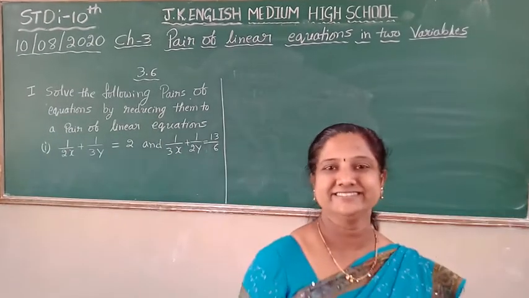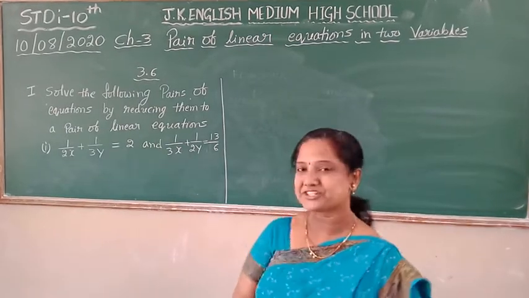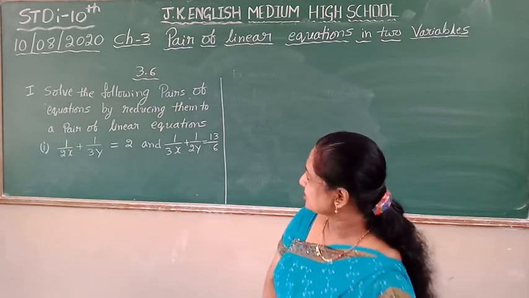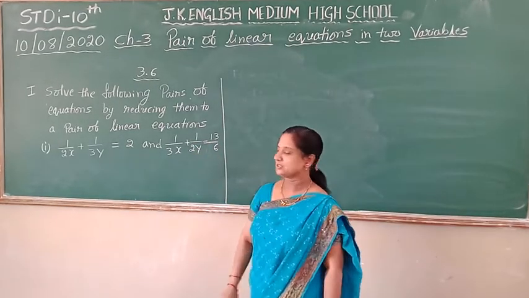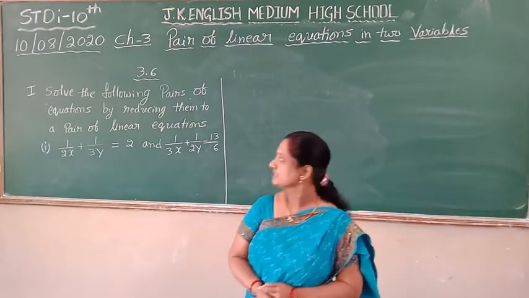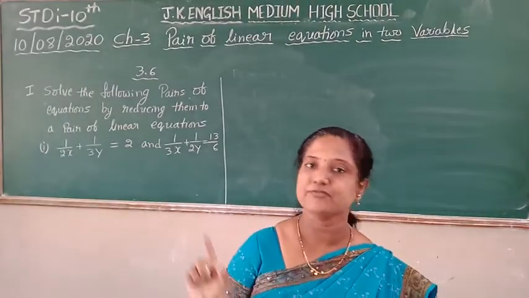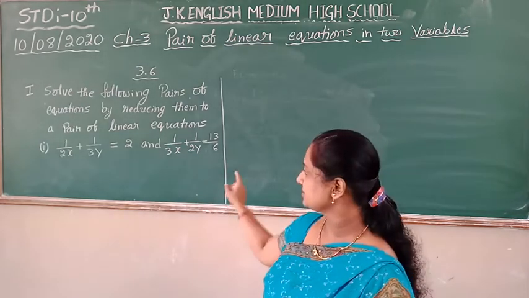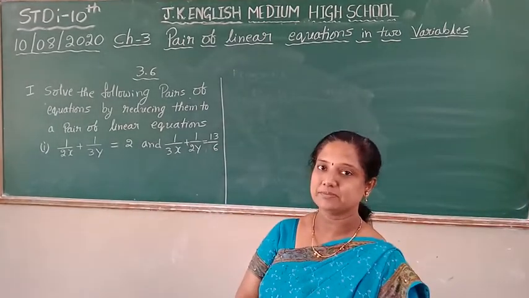Hello children, I am going to continue exercise 3.6, that is, Pair of Linear Equations in Two Variables, chapter 3, exercise 3.6. Solve the following pairs of equations by reducing them to a pair of linear equations. So the heading of this first question of exercise 3.6 is: solve the following pairs of equations. They have given us two pairs of linear equations in two variables.